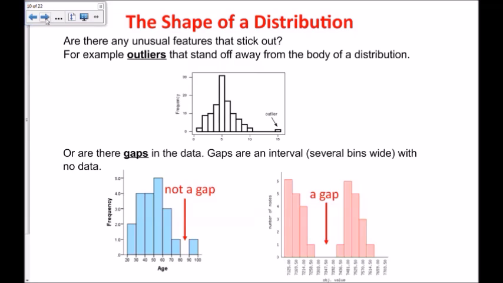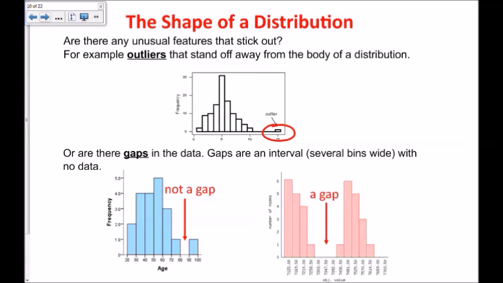Also, when talking about unusual features, you talk about things like outliers and gaps. Outliers are when one or more data points stand away from the rest of the data. Something's different about that point. And in the next chapter, we will talk about a mathematical rule of thumb to know if something is far enough to be an outlier or not.